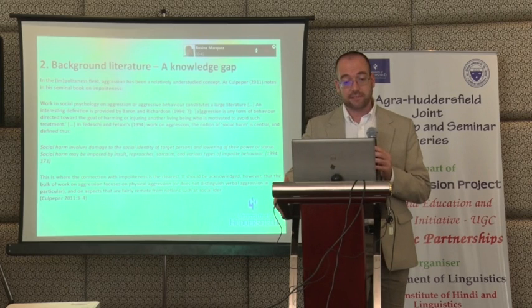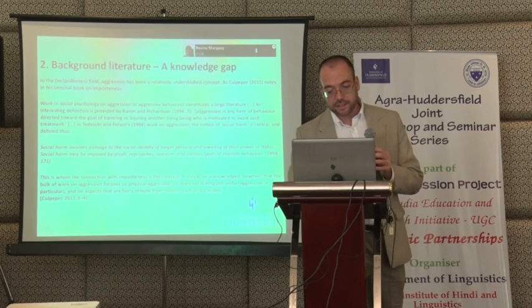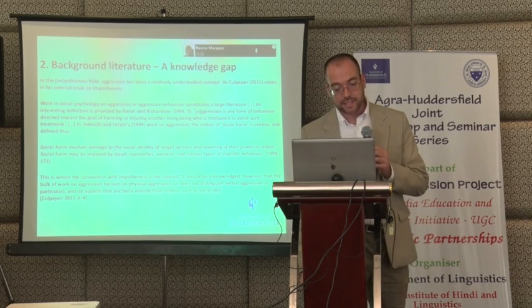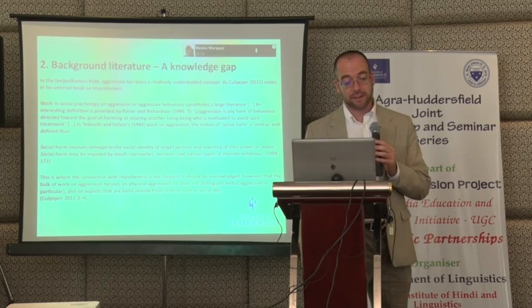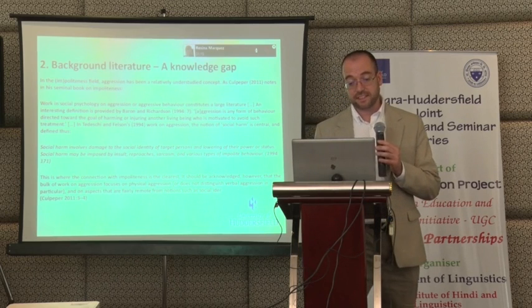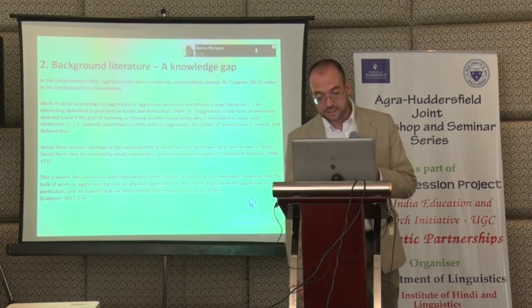In Tedeschi and Felson's work on aggression, the notion of social harm is central and defined thus. Social harm involves damage to the social identity of target persons and lowering of their power or status. Social harm may be imposed by insults, reproaches, sarcasm, various types of impolite behavior. So, also, you know, not quite fine notes, this is where the connection with impoliteness is the clearest. It should be acknowledged, however, that the bulk of work on aggression focuses on physical aggression and on aspects that are fairly remote from notions such as social identity.